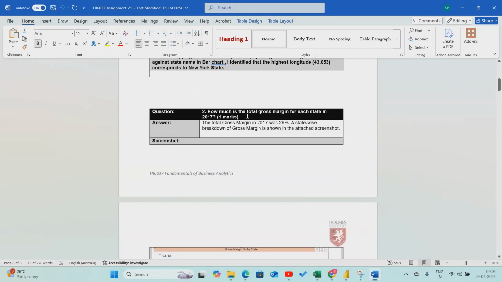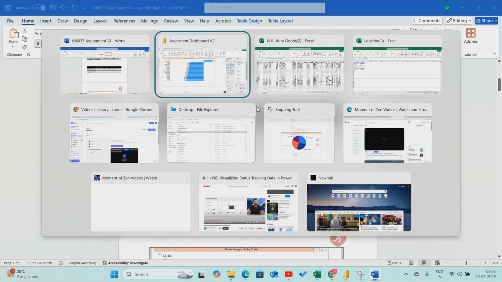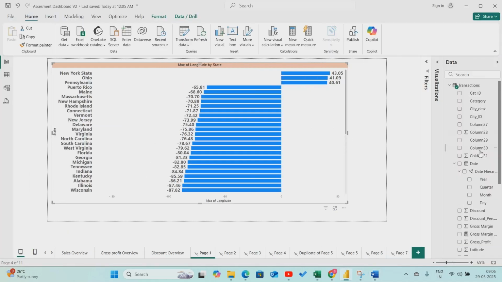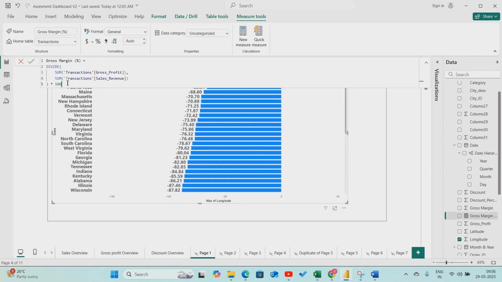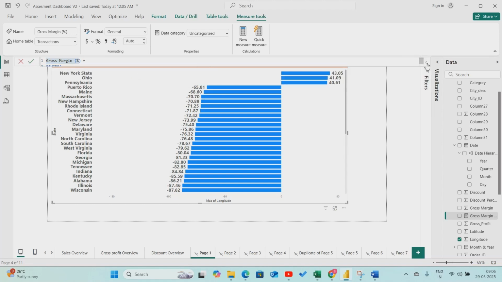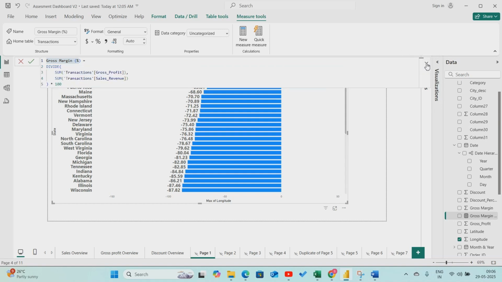The second question is, how much is the total gross margin for each state in 2017? Now here we need to understand two things. One is the 2017 and another thing is the total gross margin. So first we need to calculate the gross margin, right? So for that what we have done, we have created a measure in Power BI itself, and this is how we created it. We simply divided gross profit by sales revenue and multiplied it by 100 to get the gross margin percentage. Okay, now the benefit of adding the measure is that it is dynamic in nature and it gets sliced with respect to the filters applied.